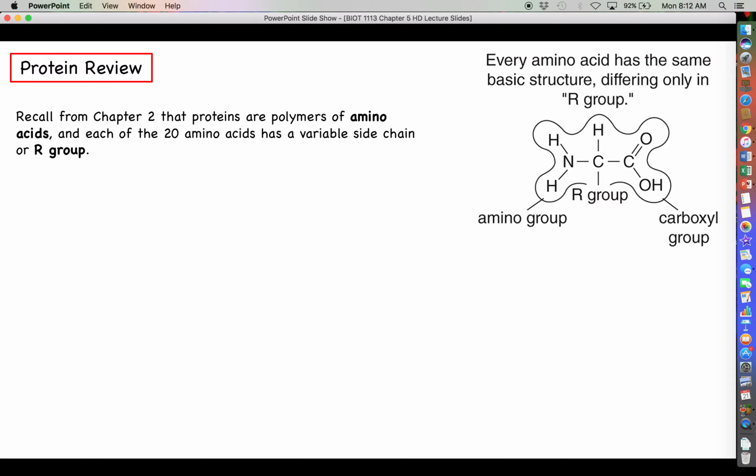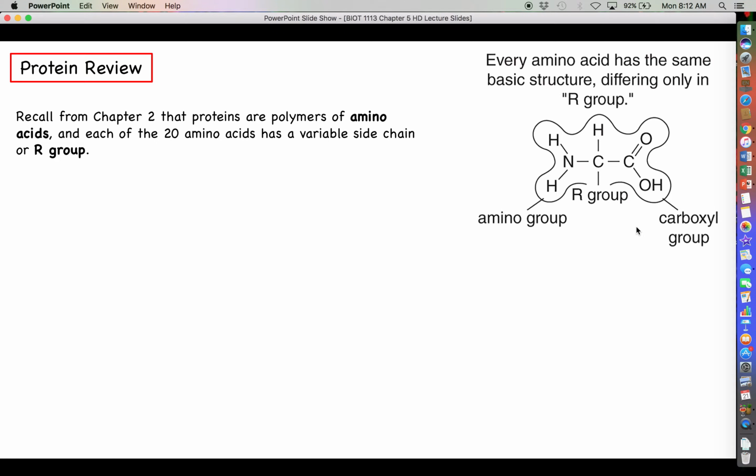So if you'll recall from Chapter 2, in which we talked about how all different types of biomolecules are put together, you'll remember that proteins are polymers of amino acids in the same way that DNA and RNA are polymers of nucleotides. One of the big differences, though, is that whereas DNA and RNA are made up of 4 different types of nucleotides each, proteins are going to be a little bit more complicated because there are up to 20 different amino acids that we can use to build proteins.